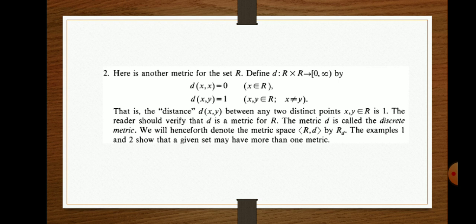From these two examples, we consider the set of all real numbers as a set, but we can define two metrics. So from this we can conclude that a given set may have more than one metric.